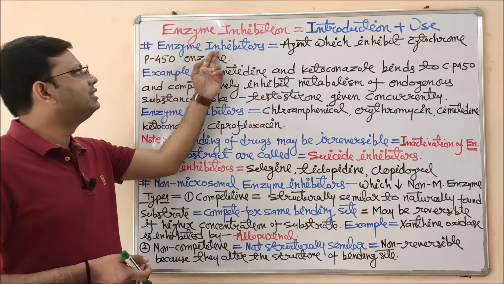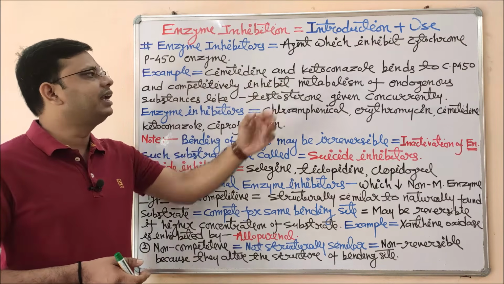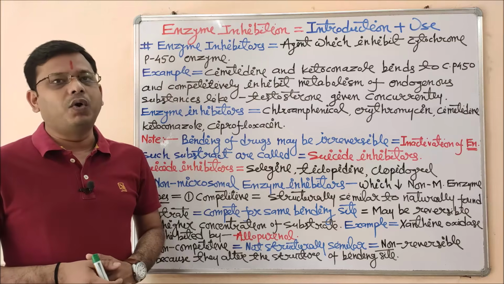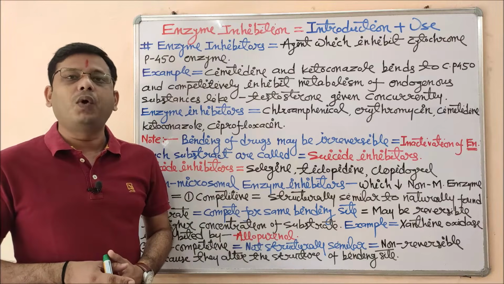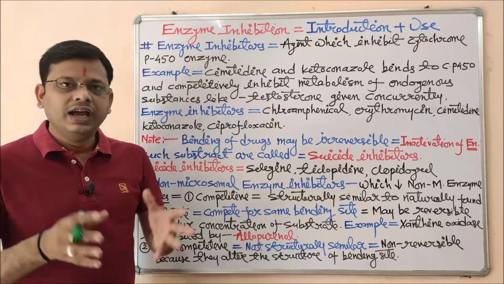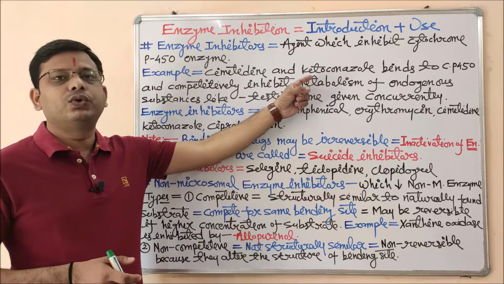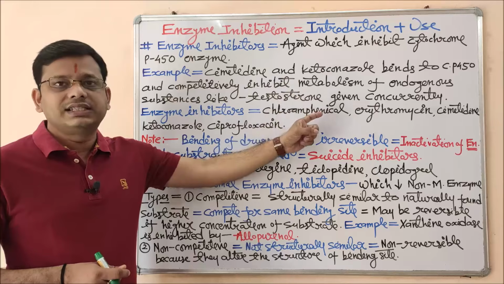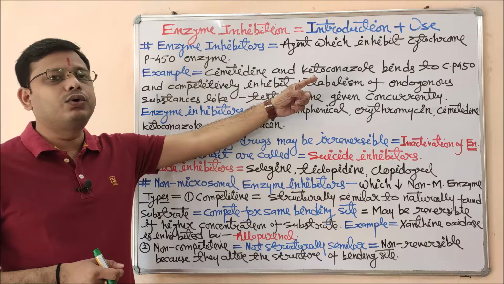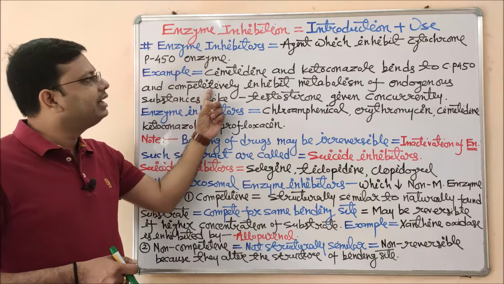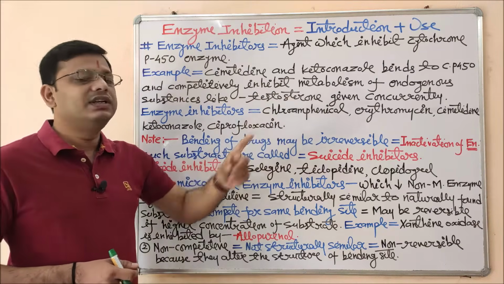The examples of enzyme inhibitors, or the process of enzyme inhibition, are cimetidine and ketoconazole. These two drugs are very important. Cimetidine is mostly an example of an anti-secretory agent, and ketoconazole is an important constituent of antifungal drugs. You have seen it in many ointments. So ketoconazole and cimetidine have the property to inhibit the synthesis of metabolic enzyme. So what are they going to do? Cimetidine and ketoconazole bind to cytochrome P450 and completely inhibit the metabolism of endogenous substances like testosterone given concomitantly.